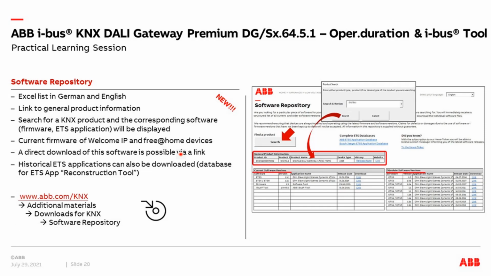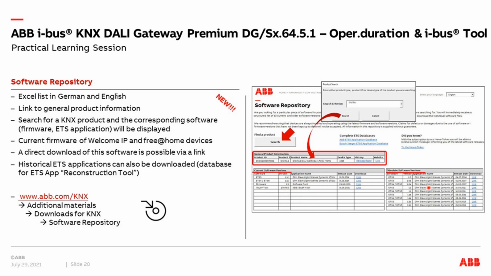It's a so-called software repository. What is it? It is an Excel sheet which can also be downloaded from our website. If you are searching for an old application, you will find it there. This is a screenshot of the Excel sheet. You click on the search button, and then you can enter the device type, like DALI gateway DGS11, or also an old device. On the left side, you will see the current software versions of the ETS application, for example the firmware and the link to the IBUS tool.